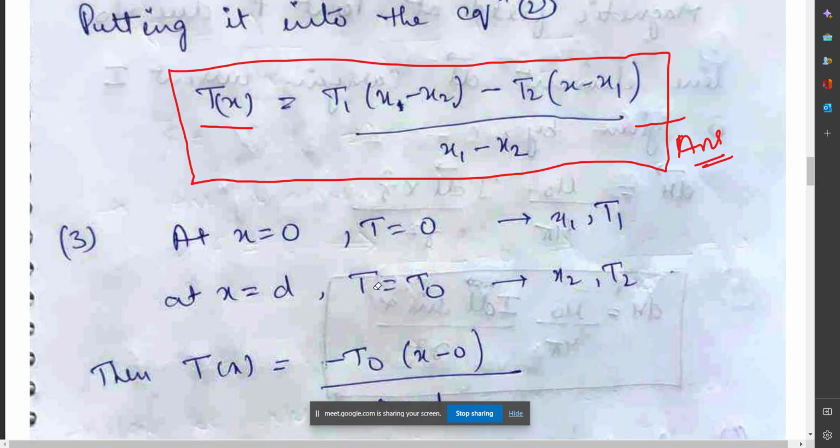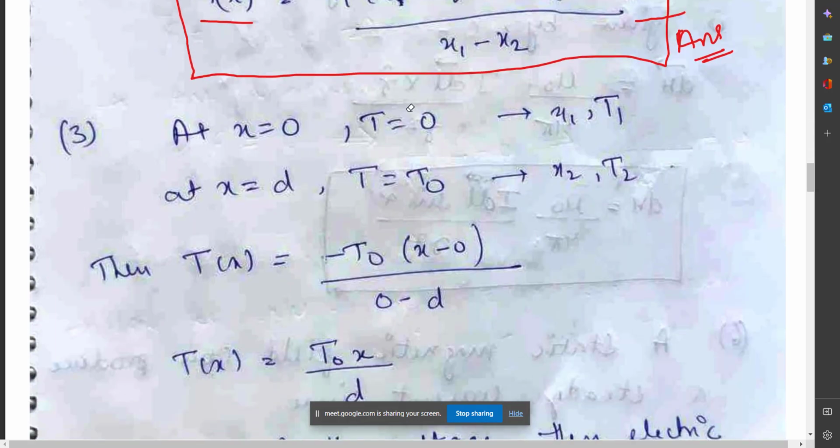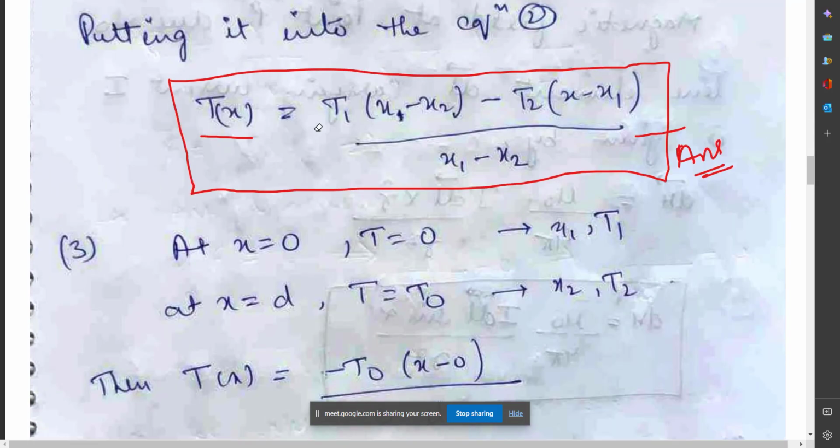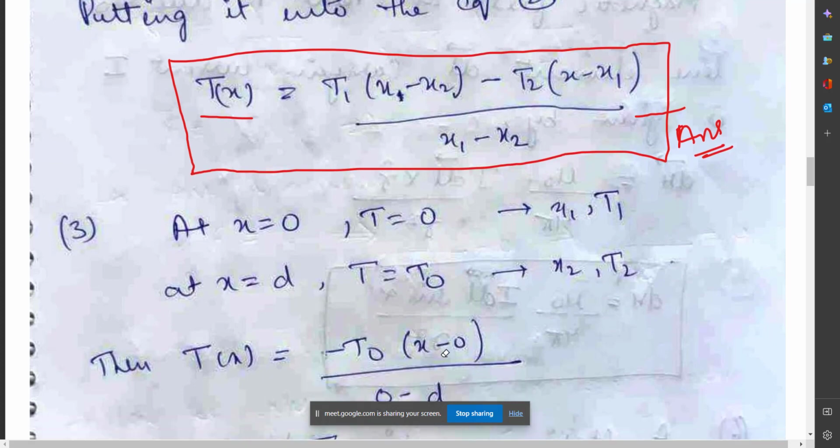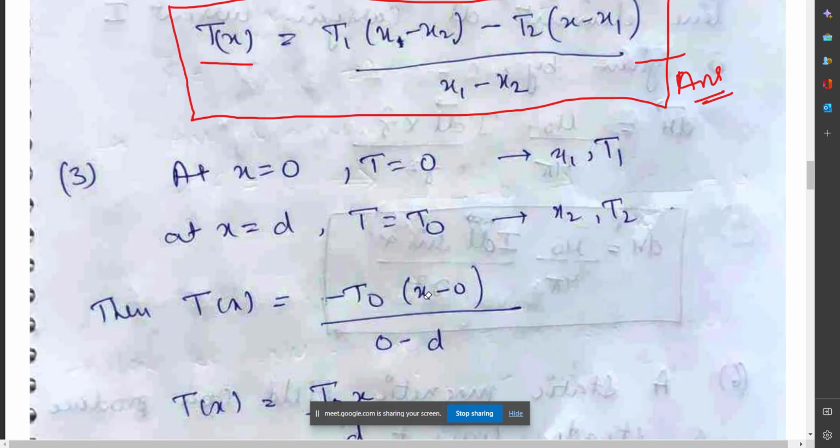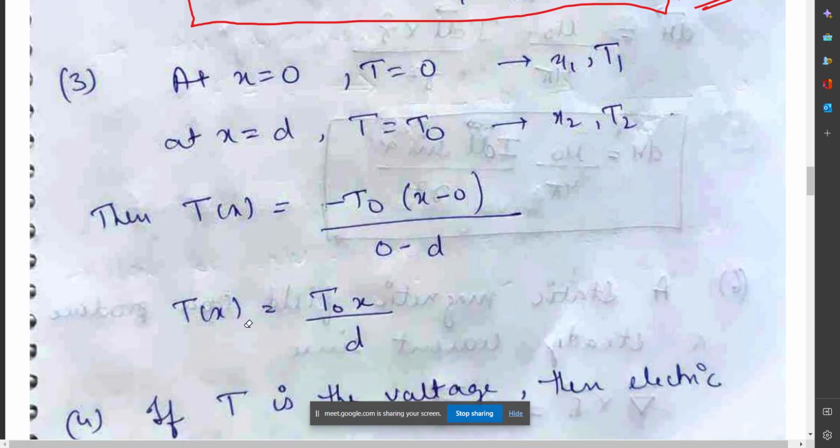Okay, and then T(x) will become, here we will put all these values in this equation, and we will get minus T naught times (x minus 0), where x1 is equal to 0 and x2 is equal to d. So 0 minus d. So T of x will become T naught x upon d.